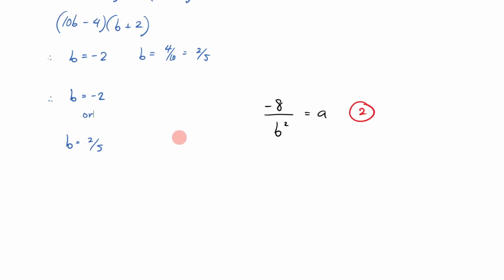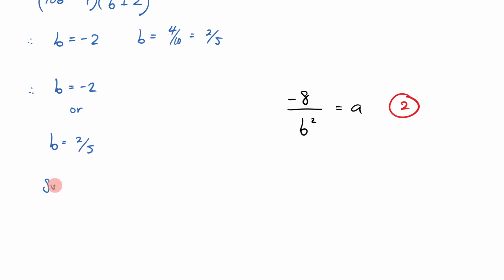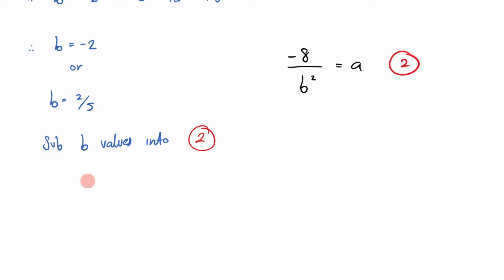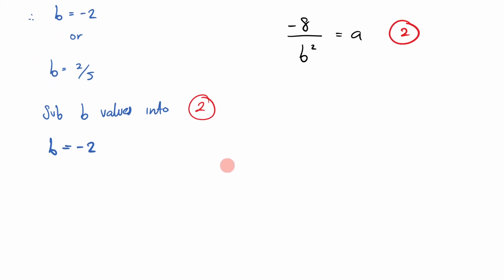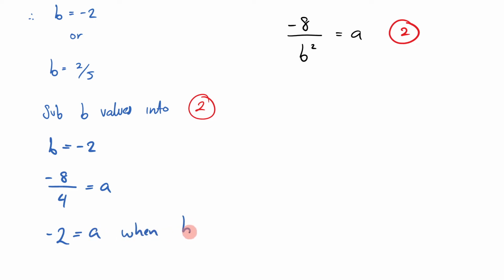So the way that you would write this is now we're going to sub b values into 2. See how I'm writing down what I'm doing. I'm trying to make it as clear as I can so that when my teacher is marking it, or, you know, in year 12, when you have an examiner marking it, they can be like, oh, I can see what this person is doing here. All right, so when b is equal to negative 2, that means what I'm going to end up with is negative 8 on 4 is equal to a. So therefore, I'm going to get negative 2 is equal to a when b is equal to negative 2.